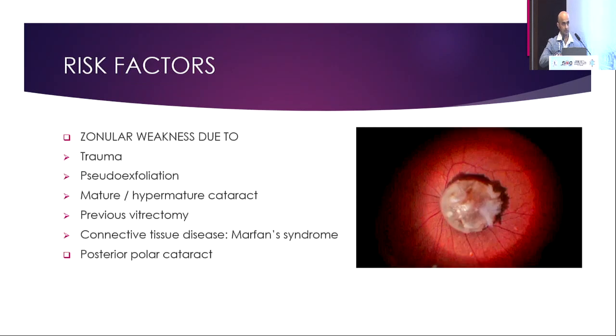So the risk factors include zonular weakness, trauma, exfoliation, mature, hypermature cataract, previous vitrectomy, connective tissue disease, Marfan syndrome, posterior polar cataract, and one more point to add is the previous history of intravitreal injection. So inadvertent posterior capsular tear or damage may go unnoticed because not always the pupil is dilated when giving intravitreal injections. And these patients, once they come up on table, you realize that they have a capsular tear.